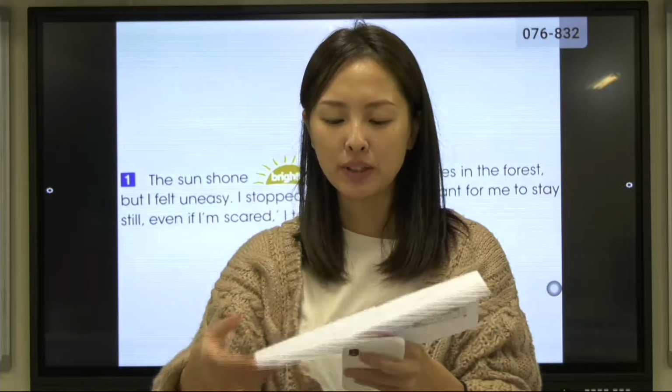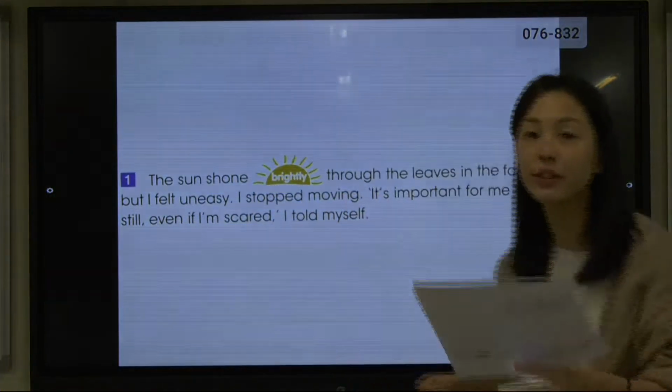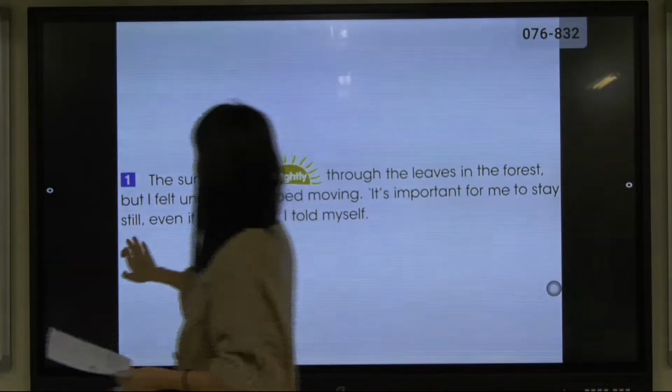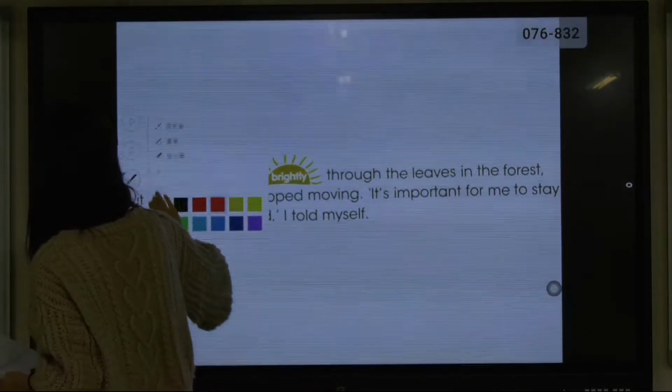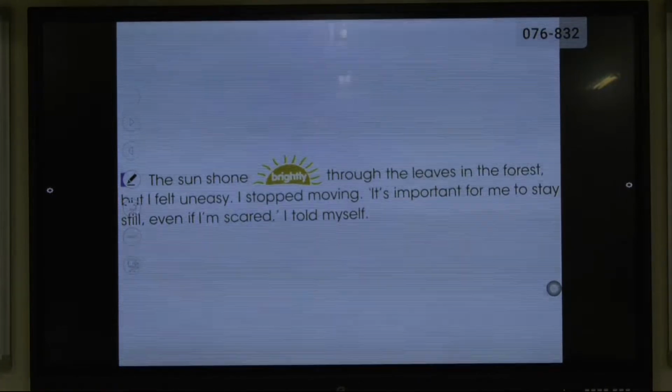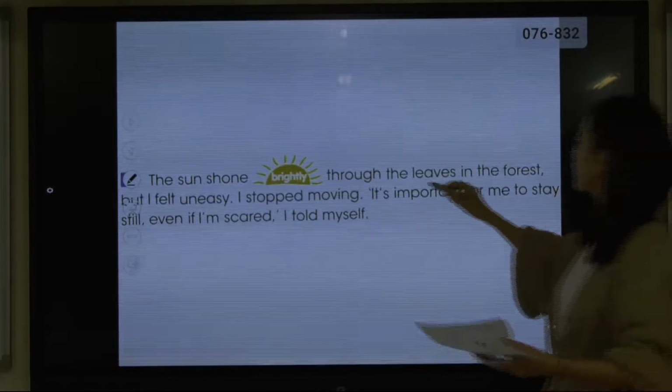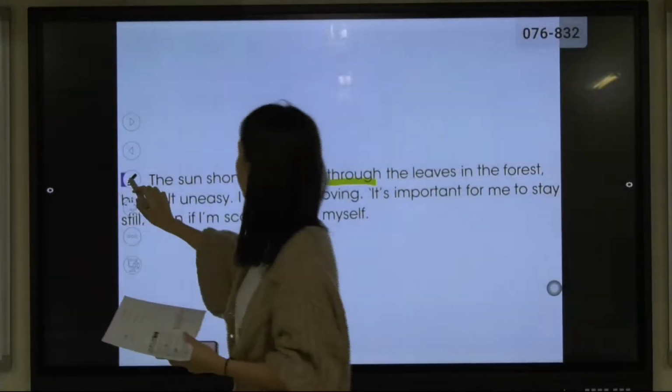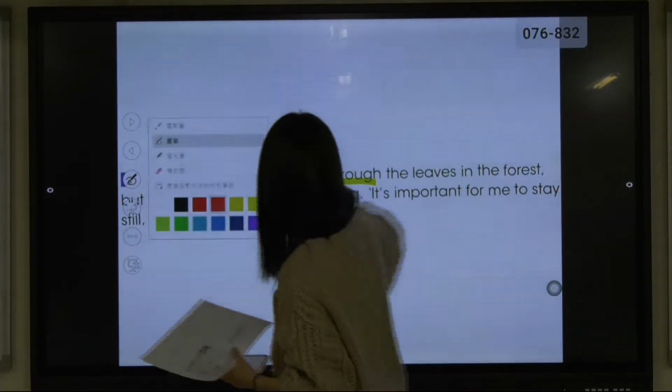So let's look at the first one. The sun shone brightly through. Okay, this word. I've talked about it with 2B before. Through. There are a lot of words spelled similar to through. Okay, so let's write down all these words.